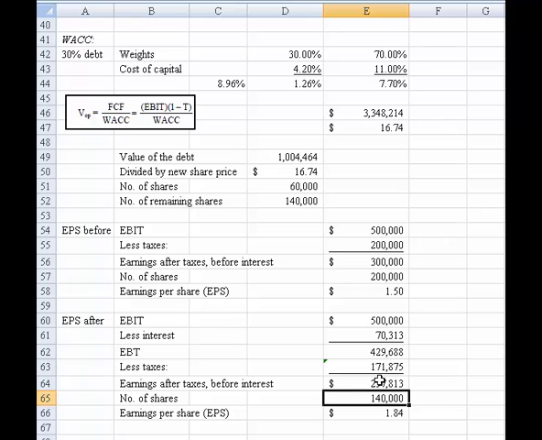Sorry, this label is wrong. This is going to be net income, or you can call it after-tax income, income after taxes, something like that. Either way, it's the same concept. And we divide by the number of shares, and we see that earnings per share then went from $1.50 to $1.84. And that's how we tackle Part C.